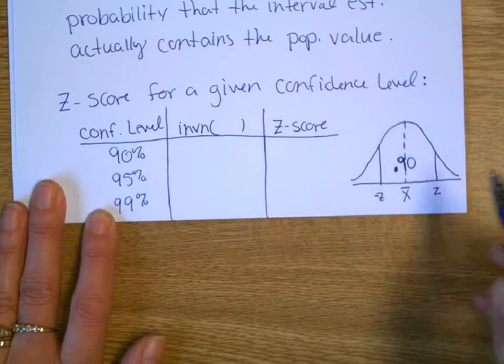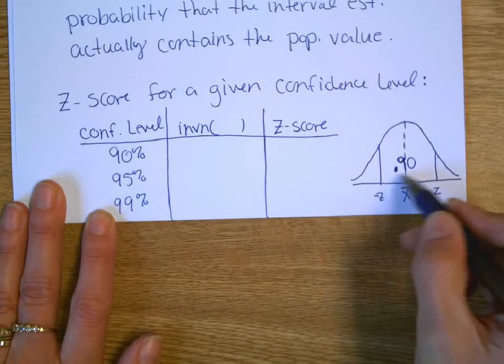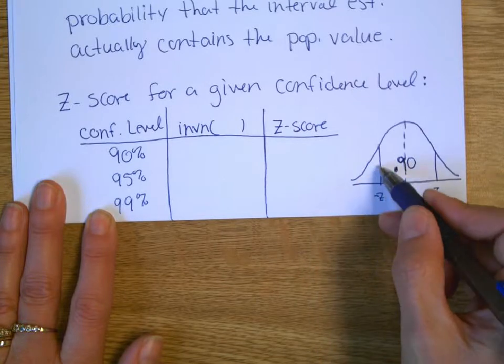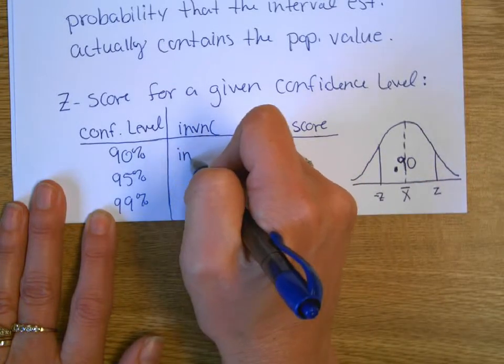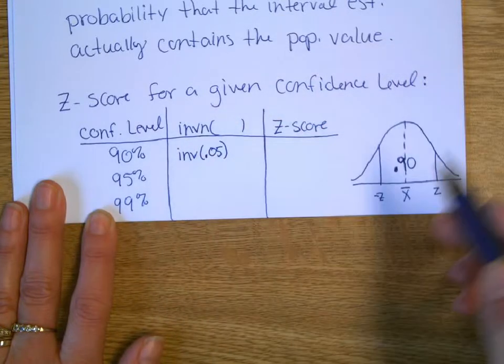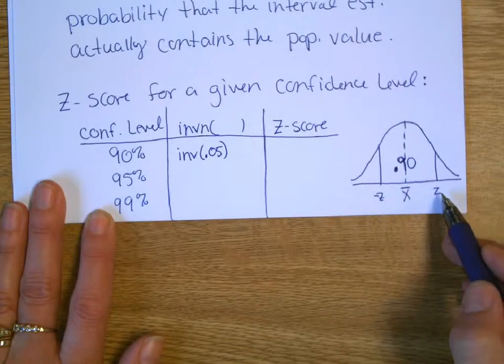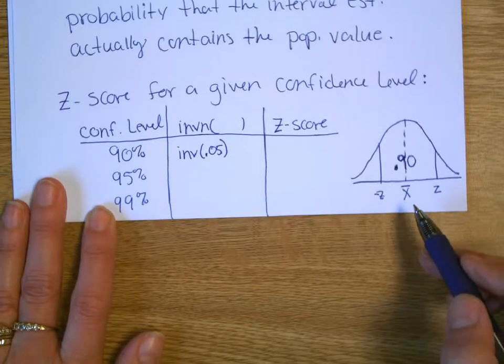So from your last chapter, what do you feed inv norm to get this negative z-score if there's 90% in the middle? What's the left area? 5%. So we're going to do the inv norm of 0.05. That will give us this negative z-score, but the formula uses the positive one. So if you do the inv norm of 0.05, what do you get?